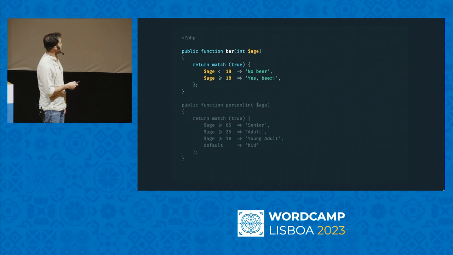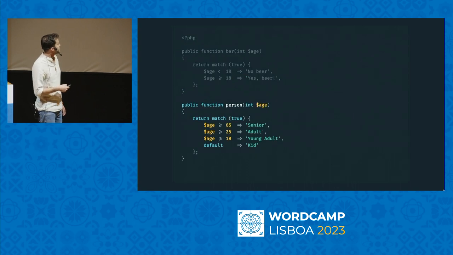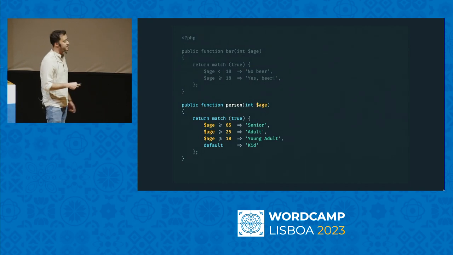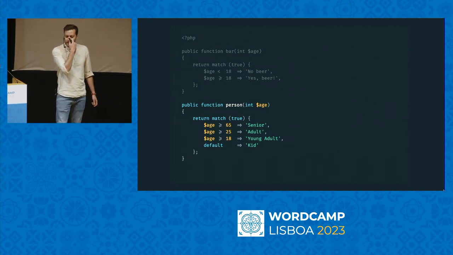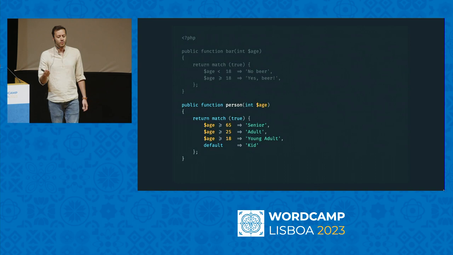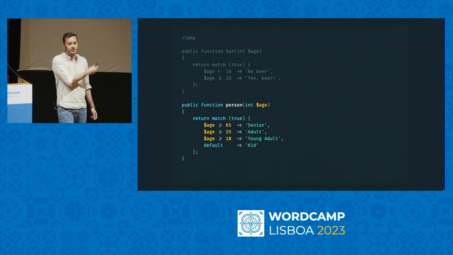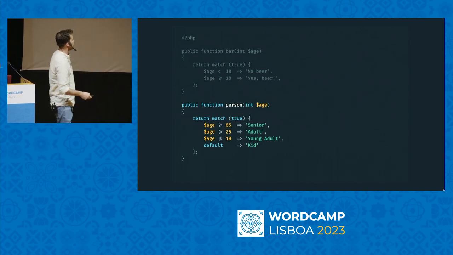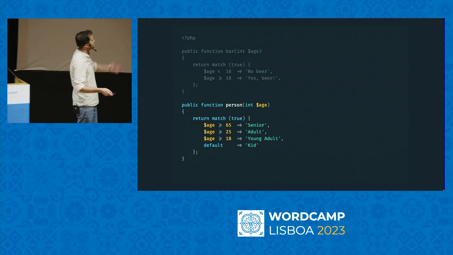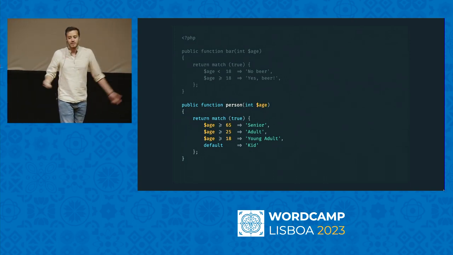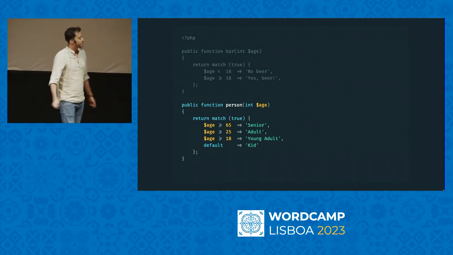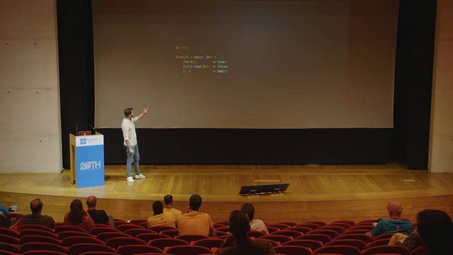I can do the same here, for example, with this, I can validate ages and I can have a default value. Same as we have with switch case, I can have default values on our match as well. So here, for example, I have a default value that if nothing matches, I'm going to get the default. Very, very powerful feature.